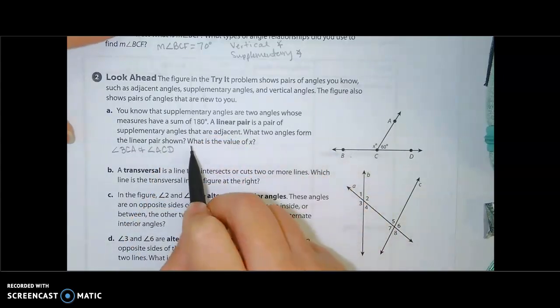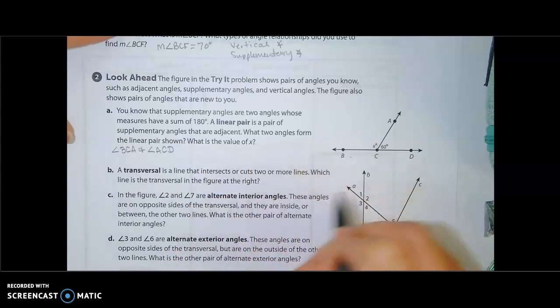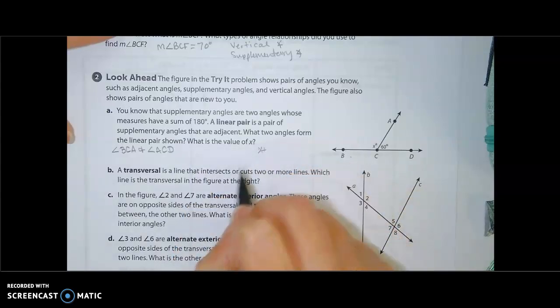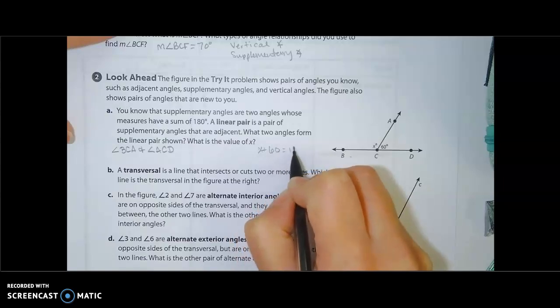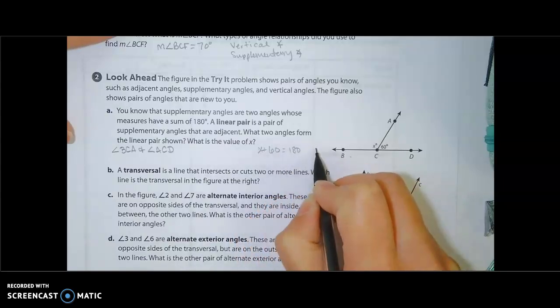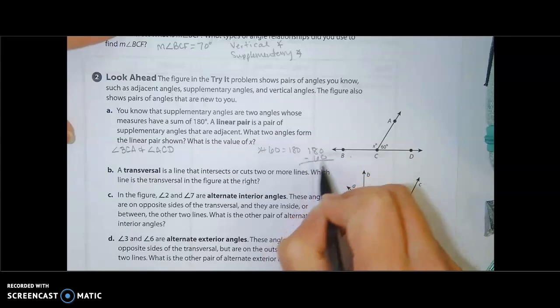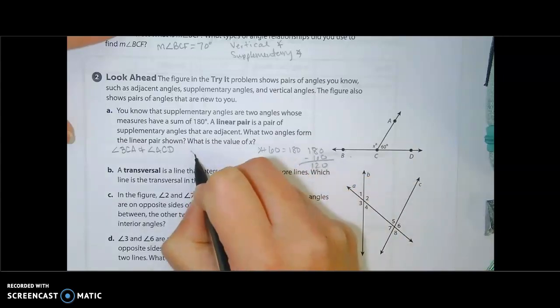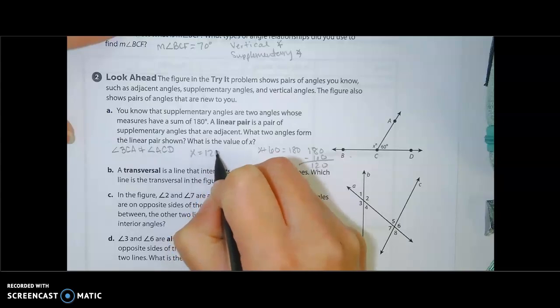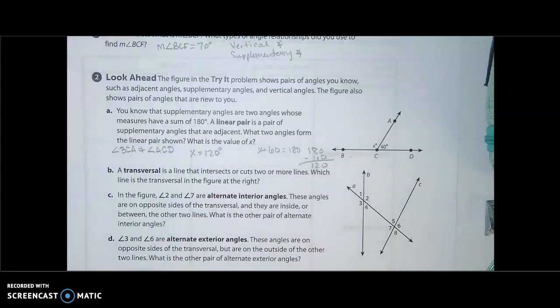And then it says, what is the value of x? Well, I know that x plus 60 equals 180. So a lot of you probably just are going to do 180 minus 60 and get 120. X equals 120 degrees, because we're going to put that degree there. All right.